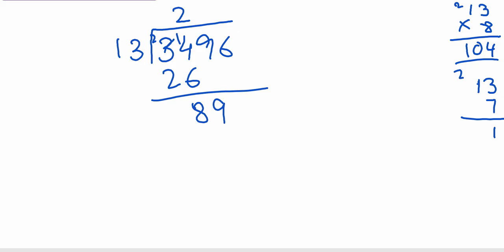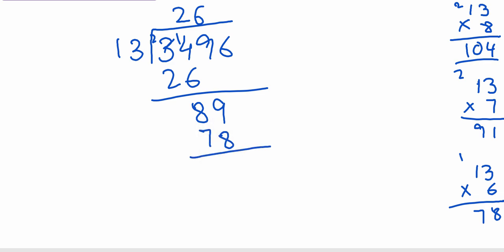7 3 times is 21. 7 1 times is 7, 91. That is again greater. Now we will do 13 6 times. 6 3 times is 18. 6 1 times is 6 and then 7, so 6 times is 78. Now what is left? 89 minus 78 is 11, and this 6 will get down.